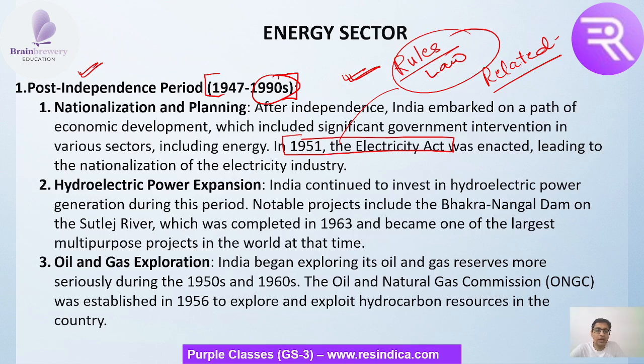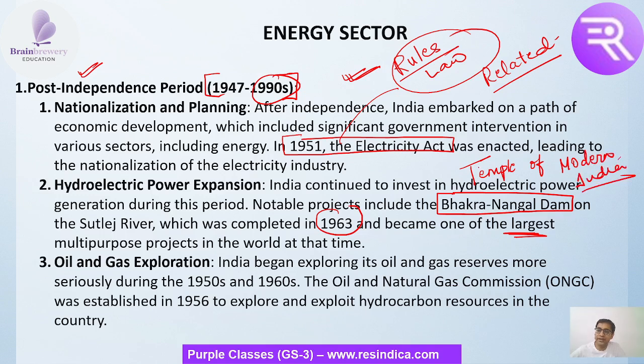Then hydroelectric power expansion took a lot of stage, because there was continuous investment by our government. The Bhakra Nangal project, on the Satluj river, completed in 1963, is one of the largest multi-purpose project dams. They were also called the temples of modern India.